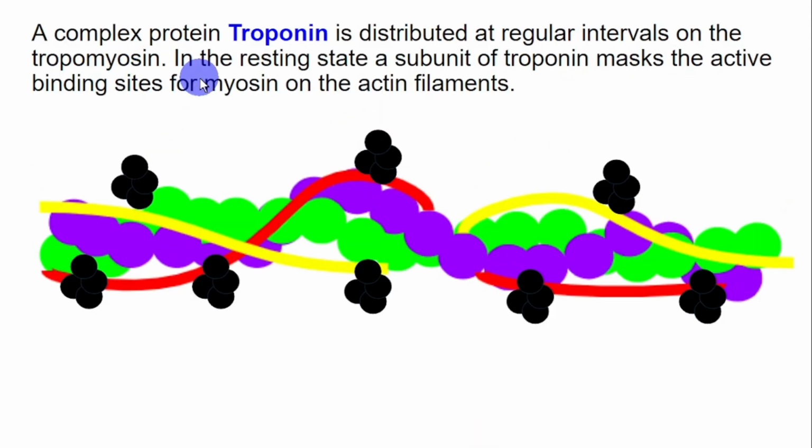And a complex protein called troponin, the black beads over here, these are distributed at regular intervals on tropomyosin. So this is going to mask the binding site for myosin on actin filaments. So this is how muscle contraction is controlled. The masking will block myosin heads from engaging with the actin filaments.